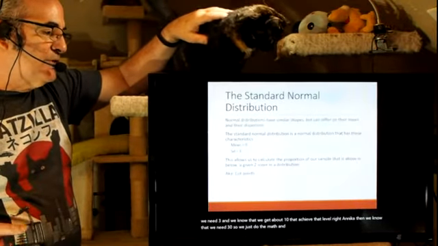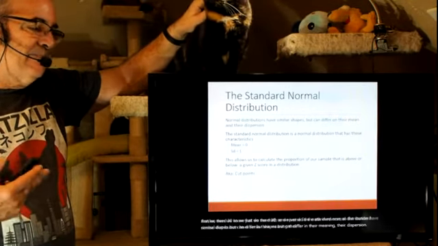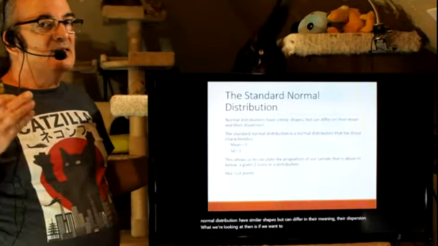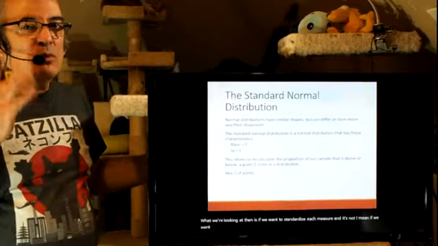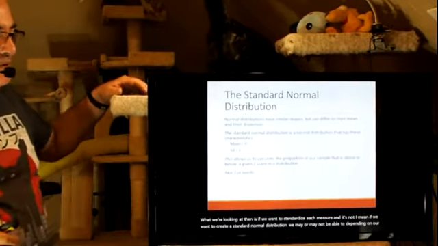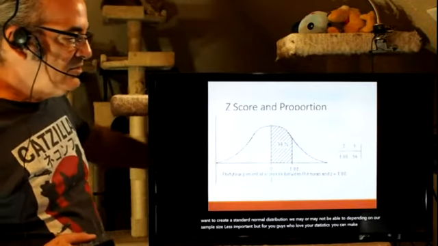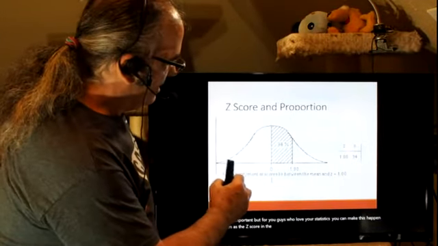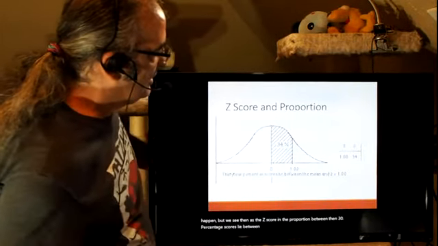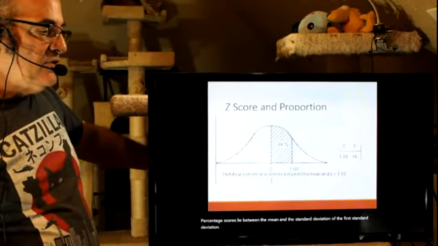Standard normal distributions have similar shapes but can differ in their mean and their dispersion. If we want to standardize each measure and create a standard normal distribution, we may or may not be able to, depending on our sample size. Less important, but for you guys who love your statistics, you can make this happen. What we see then is the Z-score and the proportion. We know that 34% of scores lie between the mean and the first standard deviation. So it allows us then perhaps to develop cut points.